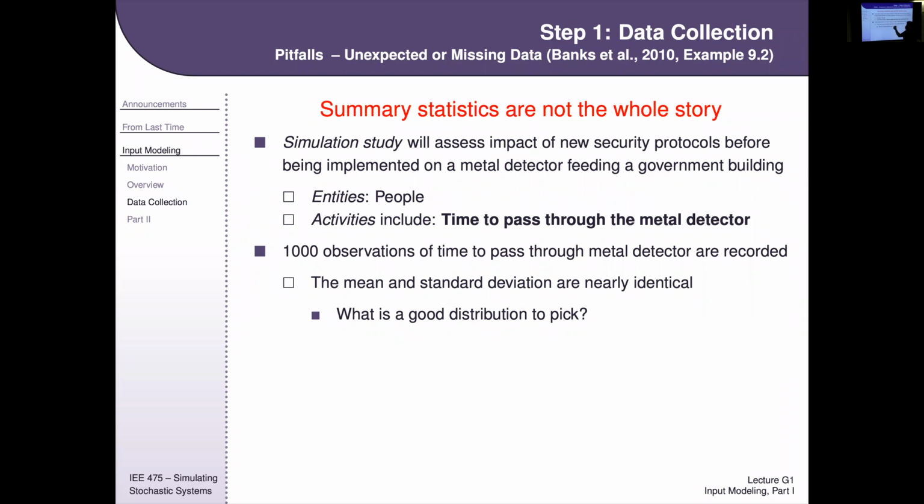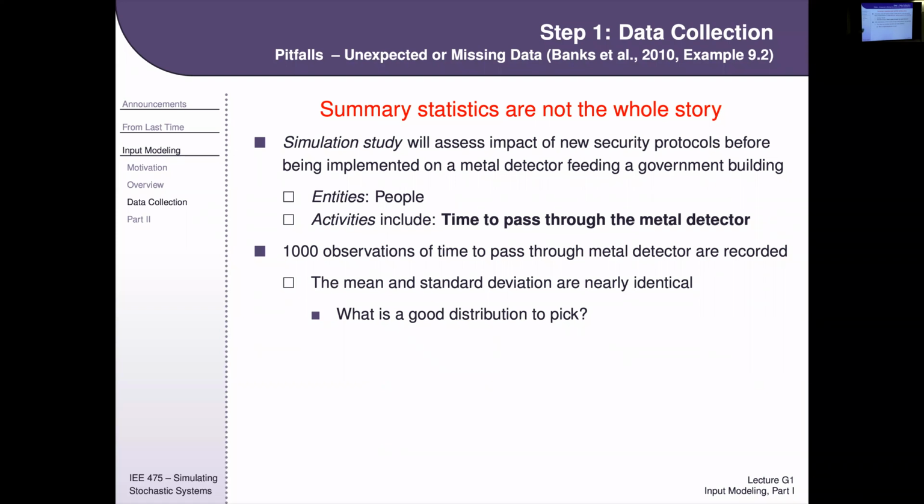Then, before looking at the distribution, it's noticed that the mean and standard deviation are nearly identical. Just looking at those summary statistics, the mean and standard deviation, can give you an idea of what might be a good distribution to pick. We could ask, what distributions are out there that have an identical mean and standard deviation? If we think about that, the exponential is a one-parameter distribution whose mean and standard deviation are both basically the same. It's 1 over lambda in both cases.